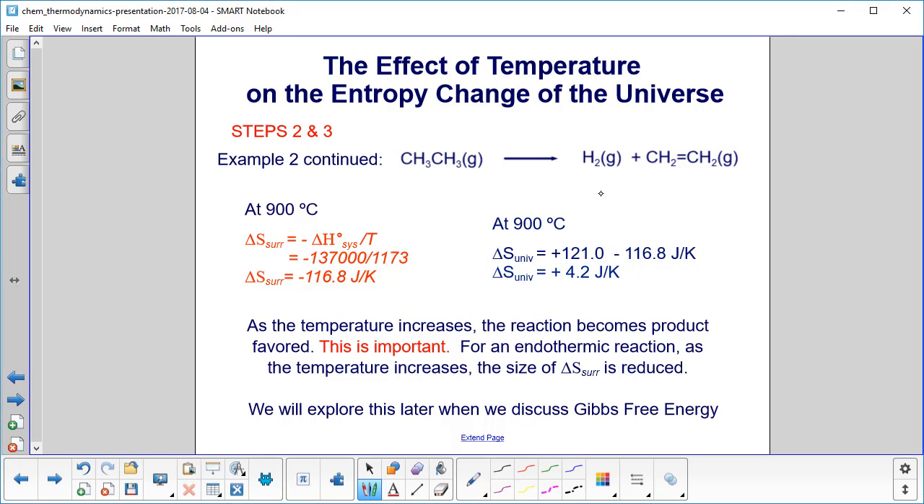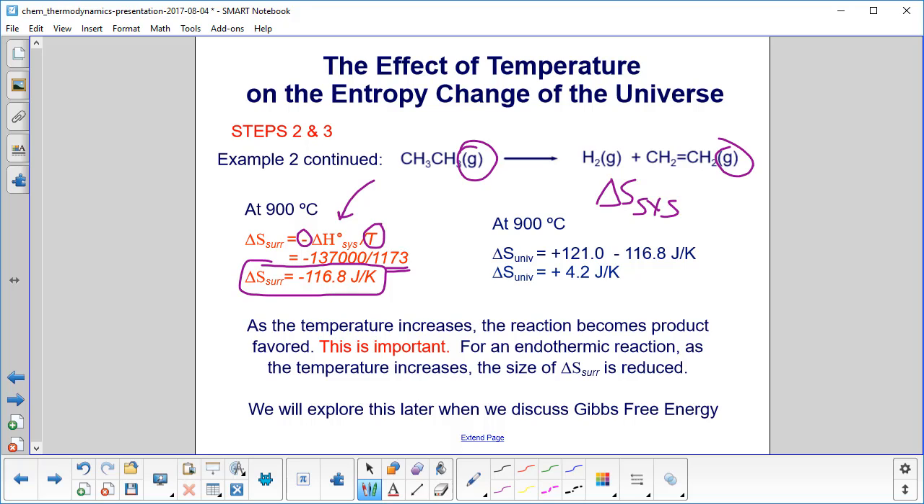Let's continue working this, and the first thing we're going to note is delta S for the system does not change because there is no phase change, right? We have gas here, gas here. Now your delta S surroundings will change. The delta H naught for the system does not change, but we have a new temperature here, and that's the 1173 Kelvin. And we have the negative sign here to switch from system to surroundings. So delta S surroundings is different. Delta S system is the same, the 121. We subtract out this new delta S surroundings, and we get delta S for the universe.